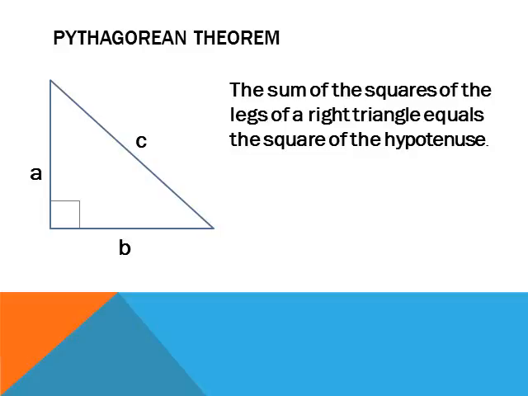Now, mathematicians, of course, also like to represent things with equations because they're super handy. We can represent the Pythagorean theorem with this equation: A squared plus B squared equals C squared. Here the A squared plus B squared represents the sum of the squares of the legs of a right triangle, and the C squared represents the square of the hypotenuse.